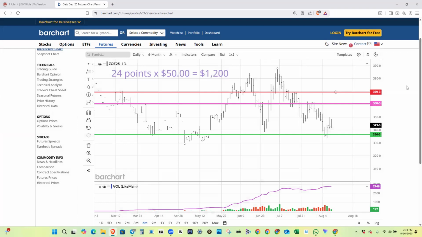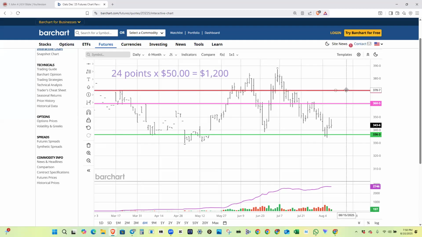So the point is, if I got 5,000 in my wallet, right? And I don't want to lose more than 10%, okay? 10 points times 50 is $500, which represents 10%. So I would set my stop loss, right, at 370. That makes a lot of sense. Now this is making sense right here.